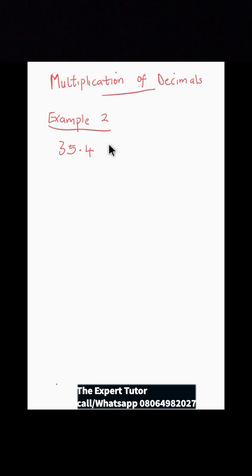35.4 times 0.47. It's the same arrangement again. I'll write my point, write another point here. This is 35, so I'm going to write 3 and 5, point, 4. This is 0.47, so I'm going to write 0, point, 4, 7. Roll a line, and I'm ready for my multiplication.